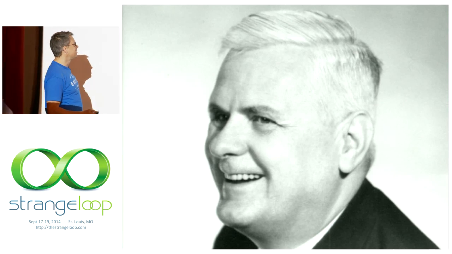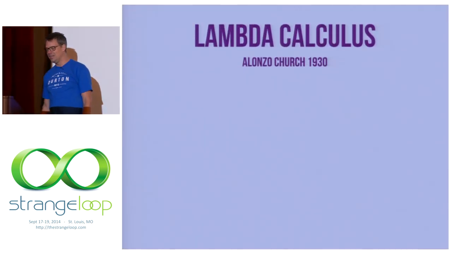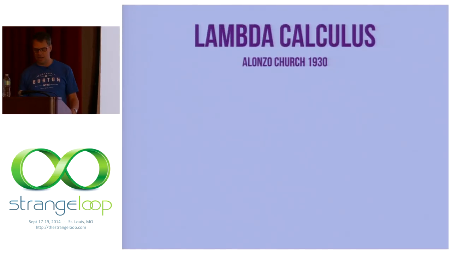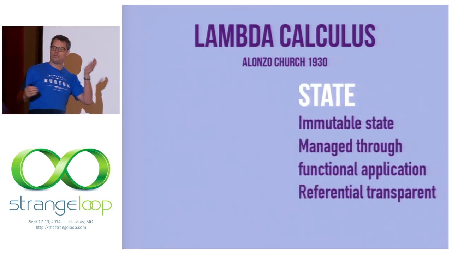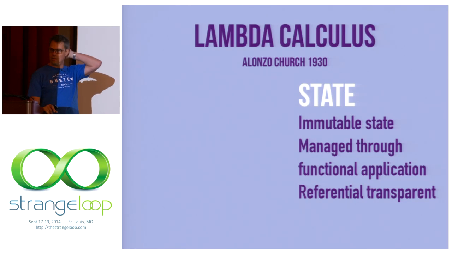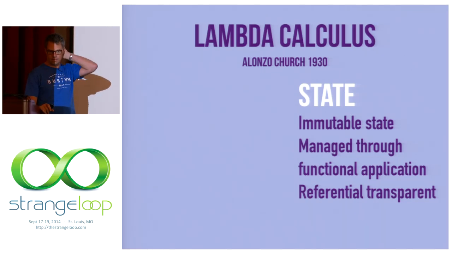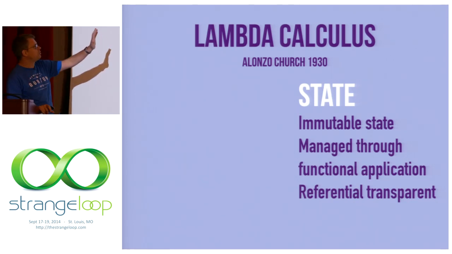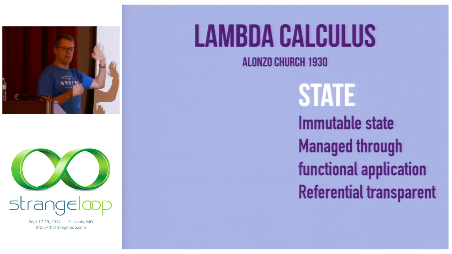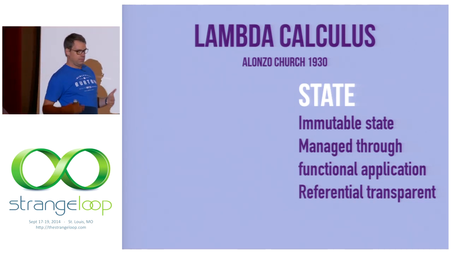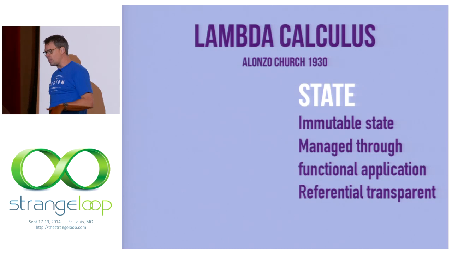So who's this guy? Do you know? Alonzo Church, yes. He came up with lambda calculus around 1930. For all three models I'm going to talk about, I'll look at them from the perspective of state and order, an idea I stole from Joe Hellerstein, Berkeley professor. Order being the instructions working on the state.